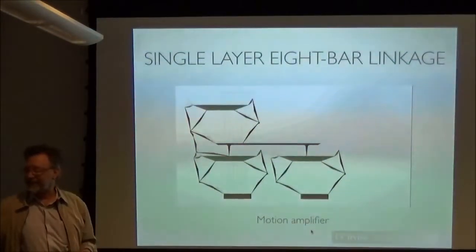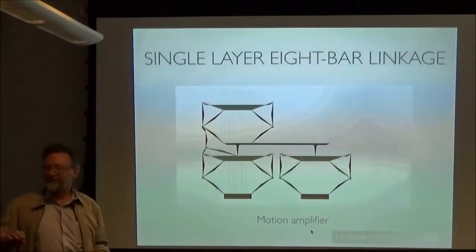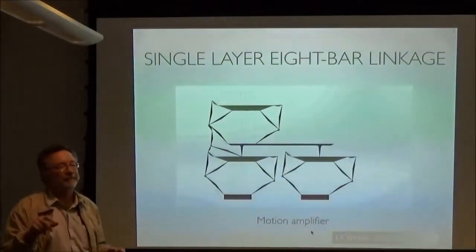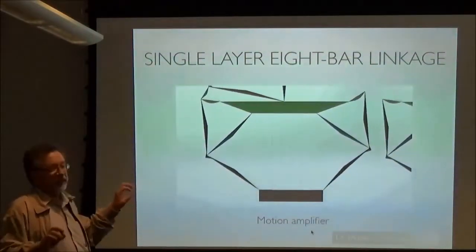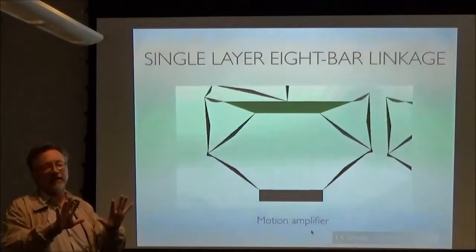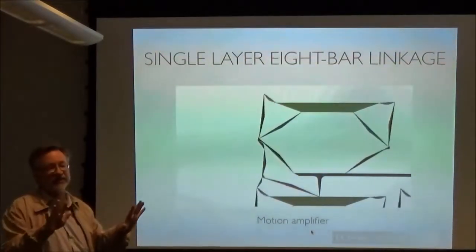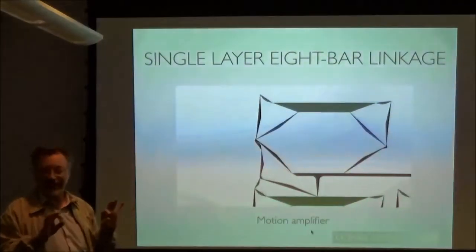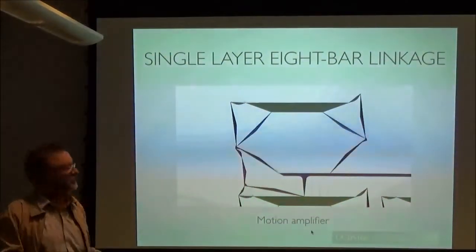This is that same 8-bar that we were working on before, but it's now designed to be all on one plane, so that there's no overlap among any of the linkages, so that we can make it out of compliant joints. Rather than using hinges, we would use flexures.